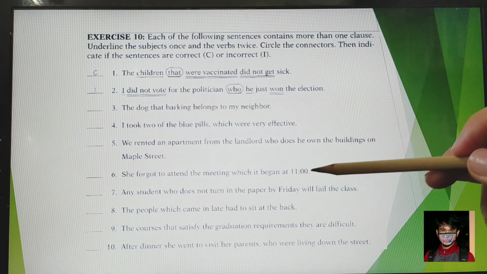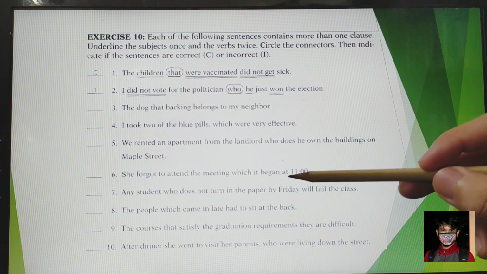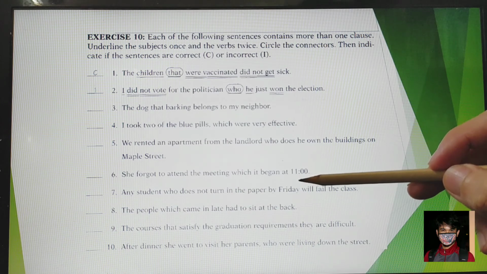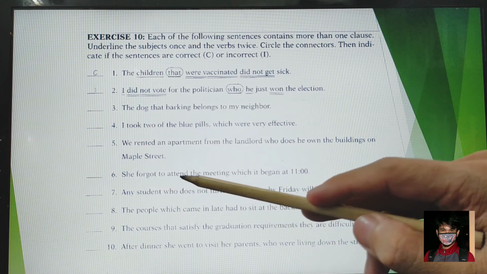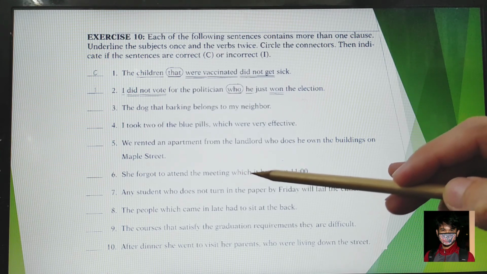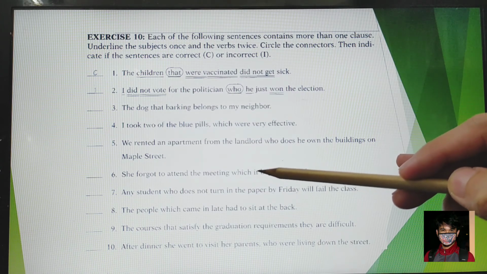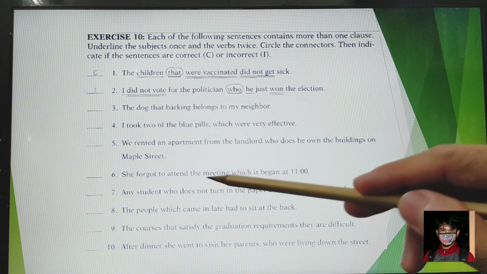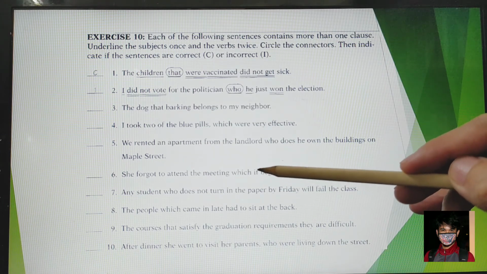Next, for number 6. For number 6, she forgot to attend the meeting, which it began at 11. Did you find out what makes this incorrect? She forgot to attend the meeting. So this is the main clause, followed by an adjective clause connector. It's supposed to be followed with a verb, but it is followed with it. So you have to omit this. Just delete it, and the sentence will be correct. The sentence is incorrect because of the it here.